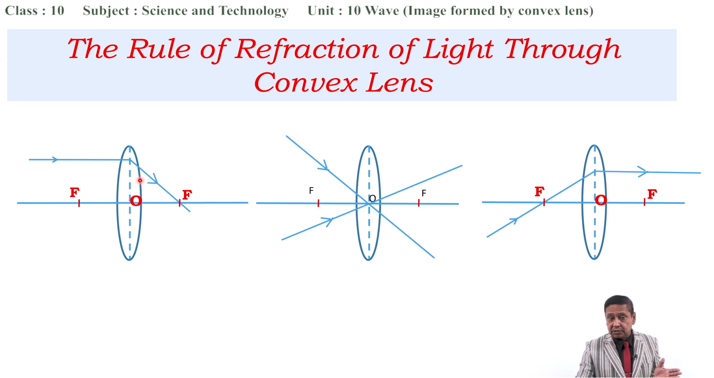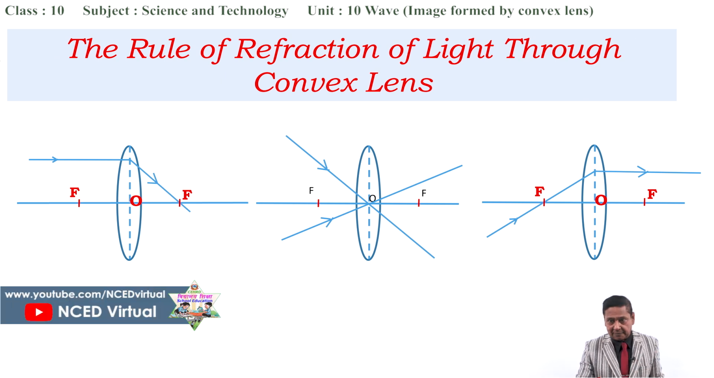This one is opposite of the first one. Light has reversibility, that's why if it follows this path, then if light is reversed, it follows this path also. That's why this third rule is also an important rule we have to understand, but we are using first and second in making the diagram.